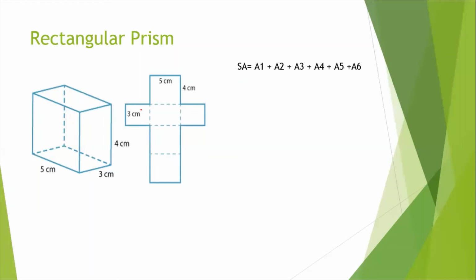Now let's start with this one. For this, the length is 5 centimeters and the width is 4 centimeters. All we have to do is multiply length times width. That is how we find the area of a rectangle. What's the formula? Length times width. For our length we have 5, and for our width we have 4. So 5 times 4 is 20 centimeters squared.